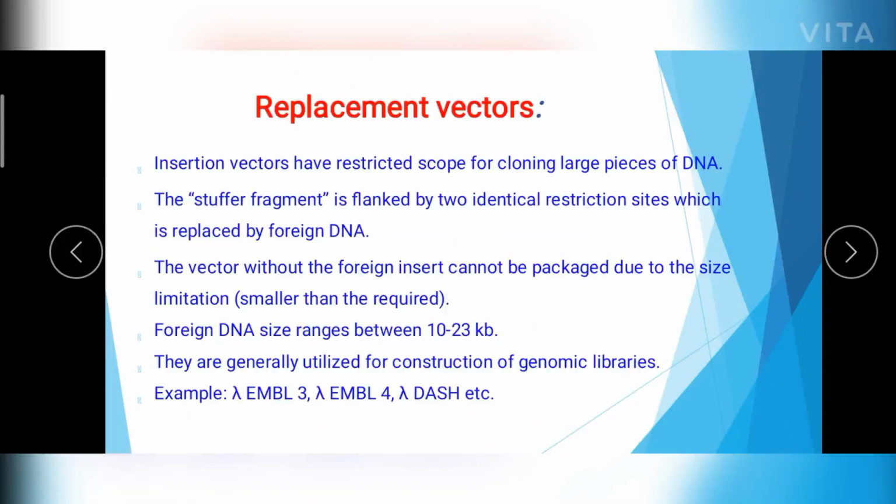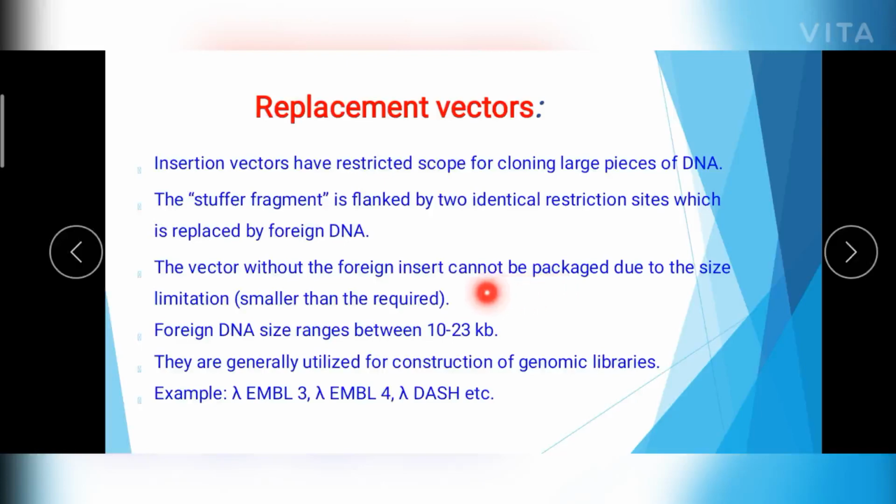Okay, the second type is the replacement vector. Why replacement vectors are used is in order to overcome the limitation of the insertion vector. In insertion vector there is very little scope to insert large pieces of DNA, but by using this replacement vector, the stuffer DNA, that is all the non-essential genes, are removed and replaced with our foreign gene. So we have learned that nearly 24 to 25 kb of the lambda genome contains non-essential genes.